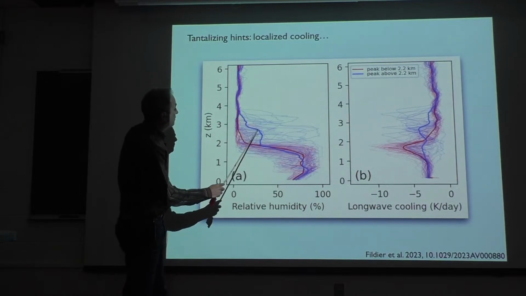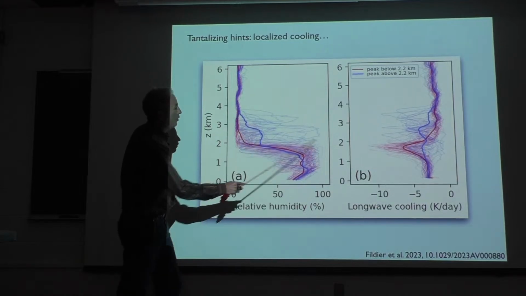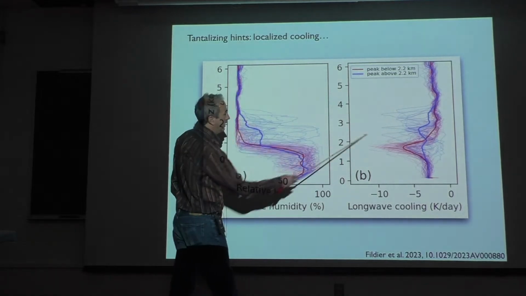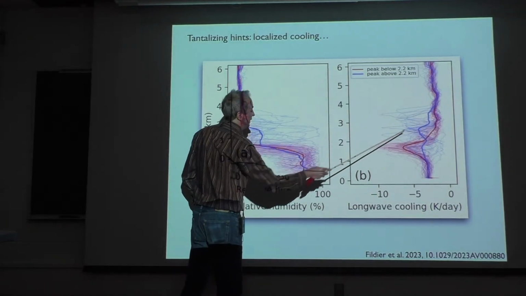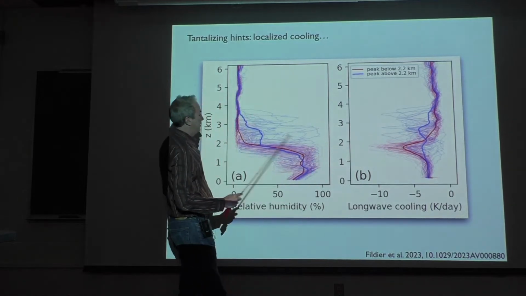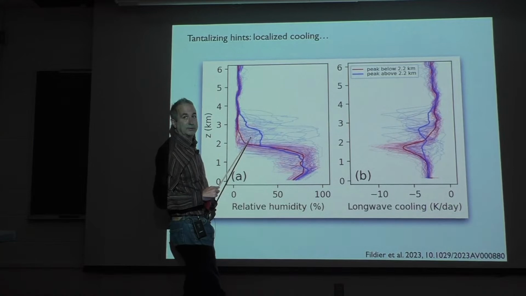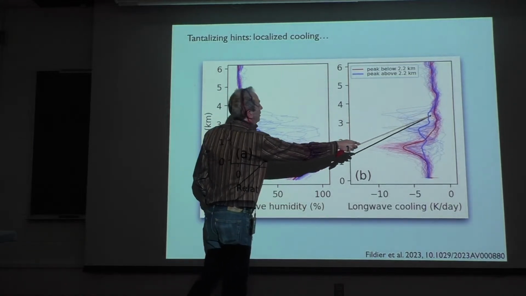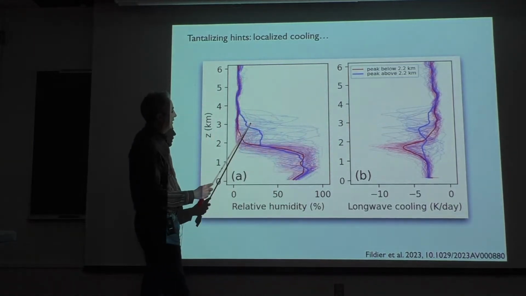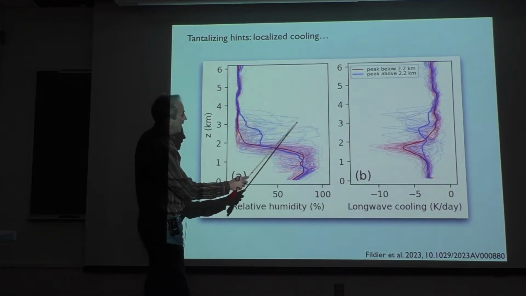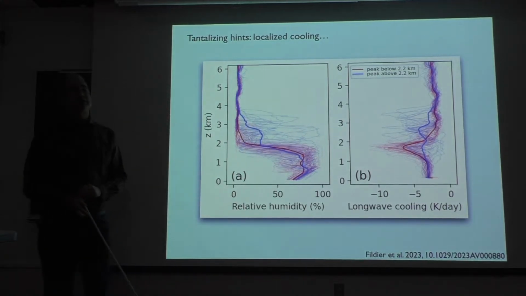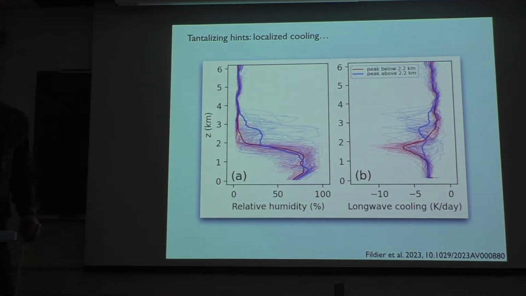Whereas the soundings which have a higher peak also have a higher peak of cooling. The lower peak of cooling is associated with this kind of almost a step function in relative humidity at about 2 kilometers. The higher peak of cooling is associated with these excursions up high. So it seems like the radiative cooling is associated with a strong gradient in relative humidity.